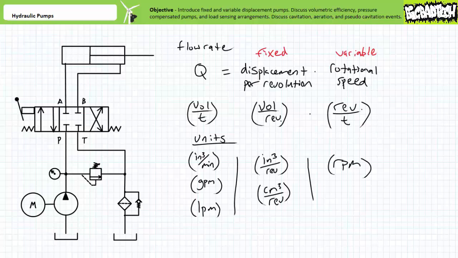This relationship suggests two means the prime mover and pump combination can directly influence flow rate. 1. Flow rate can be changed by keeping displacement constant and varying the rotational speed of the prime mover as required. Or 2, just as valid, flow rate can be changed by keeping the rotational speed of the prime mover constant and varying displacement per revolution as required.